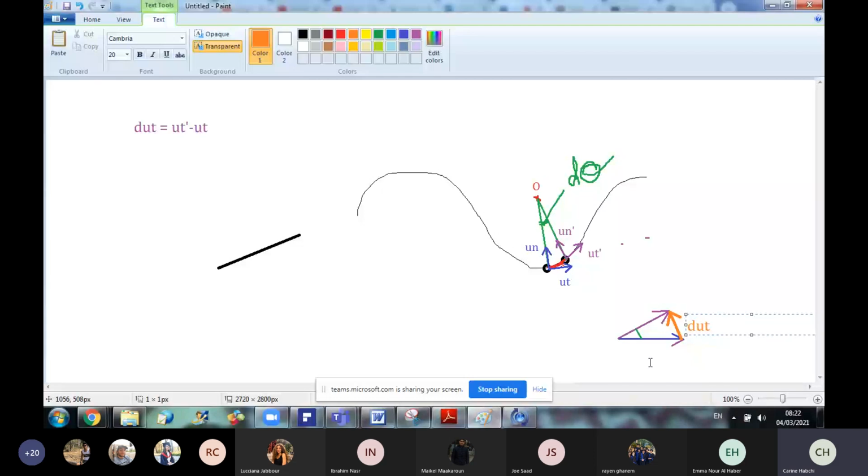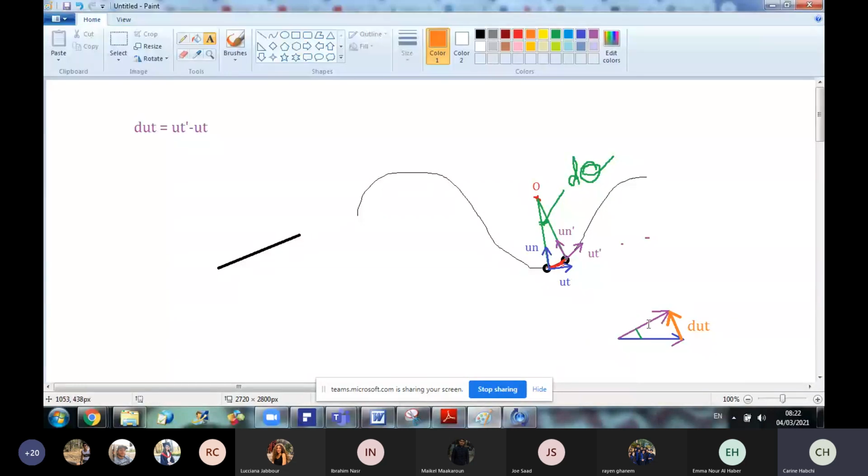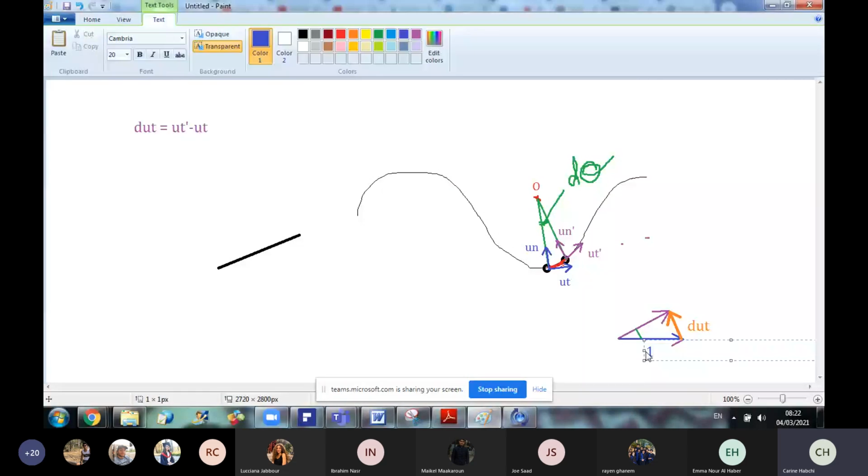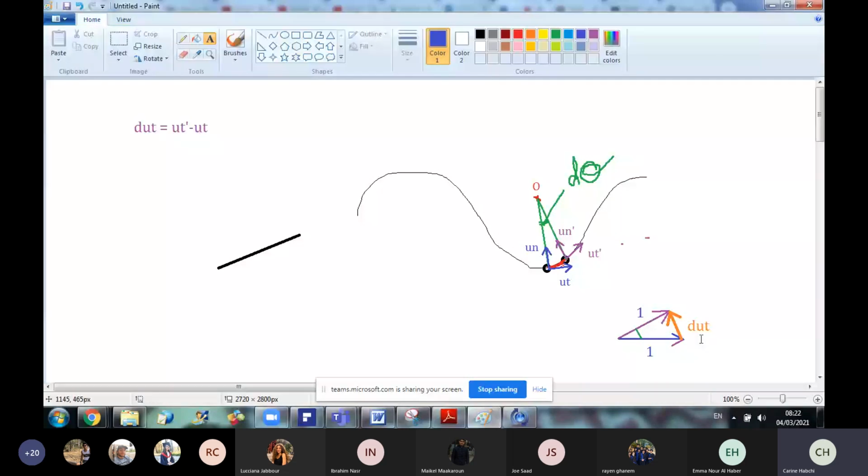Okay, so the first thing I can say is that I know that UT and UT prime are unit vectors, so their magnitude is 1. The magnitude here is 1 and the magnitude here is 1, so I have here an isosceles triangle. Since d theta, this angle here, is very small, this is d theta, but d theta is tending to 0.